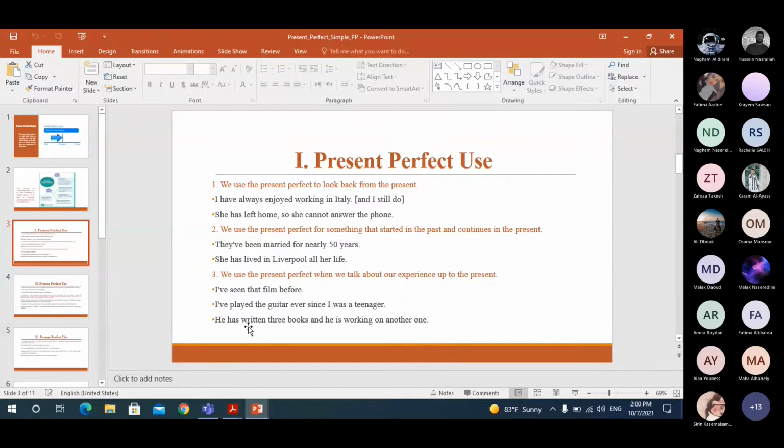Clear. He has written 3 books and he's working on another one. So, experiences from the past up to the present. Okay, change over time. What do you mean?